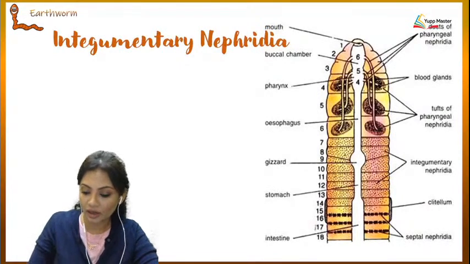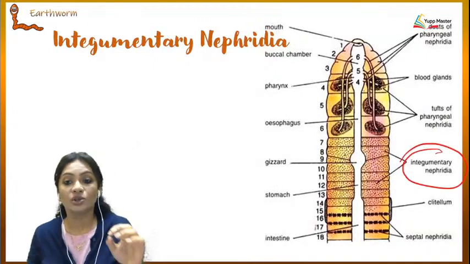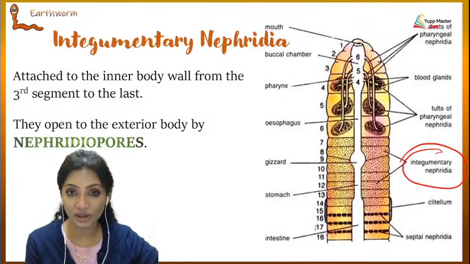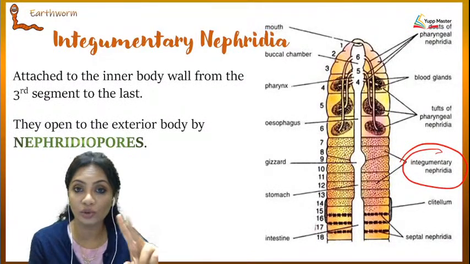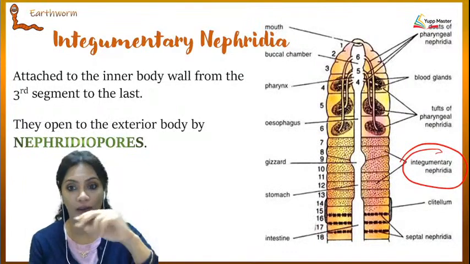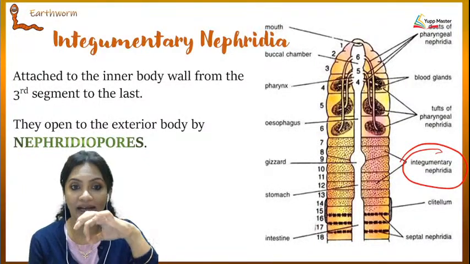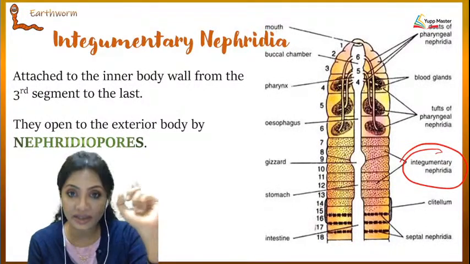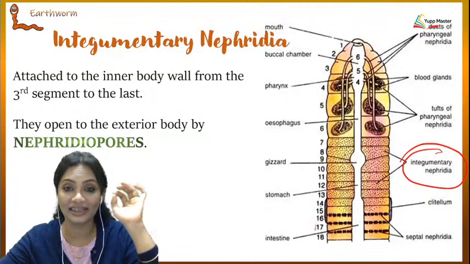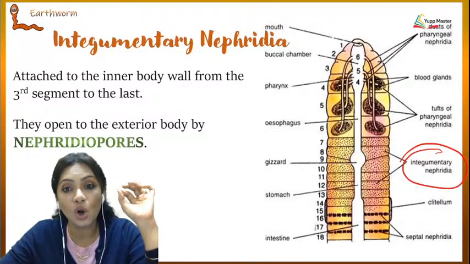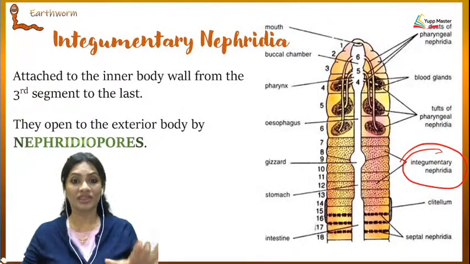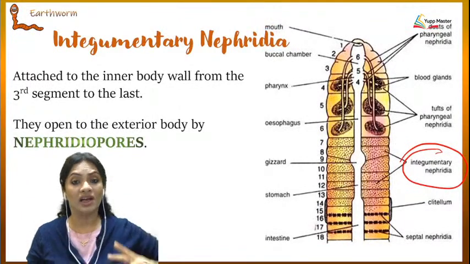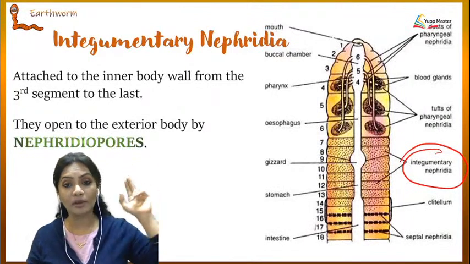Where are these located? Look at that right here. These are integumentary nephridia. What is the location and where do they open? These are the two things we want to study. First of all, understand that these are attached to the inner body wall right from the third segment, and they continue all the way up till the last segment. So the nephridia of this earthworm start right from segment number 3.